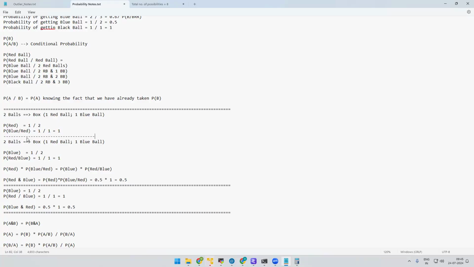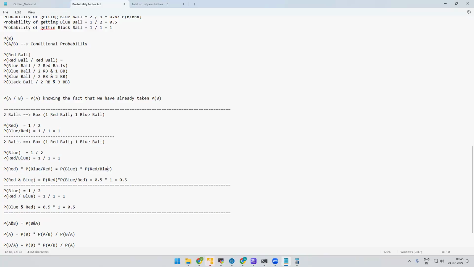So this is 0.5, and this is again the probability of getting the red ball. It doesn't matter which order, it's going to be the same. The overall probability is going to be the same. So probability of red into probability of blue given red equals probability of blue into probability of red given blue. Can we say that? Yes. So that is what this is.